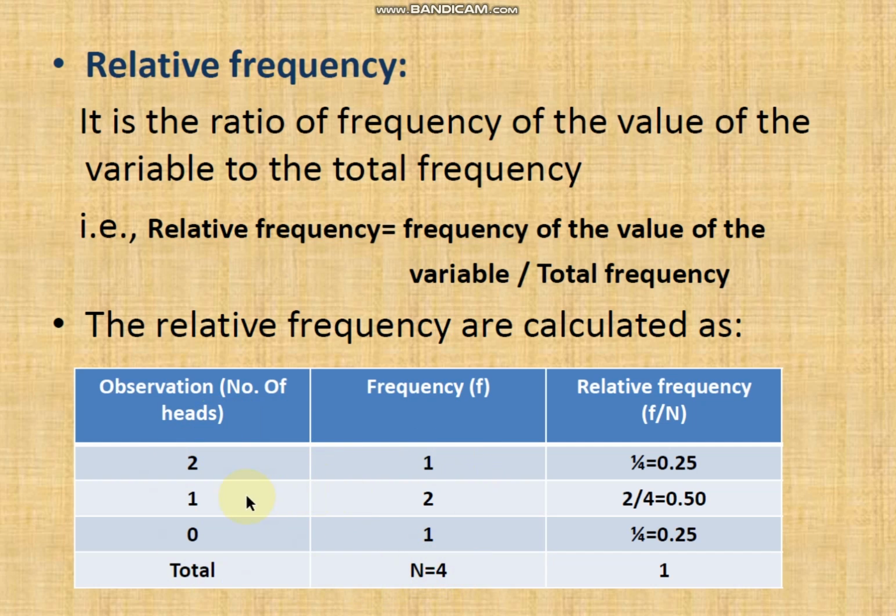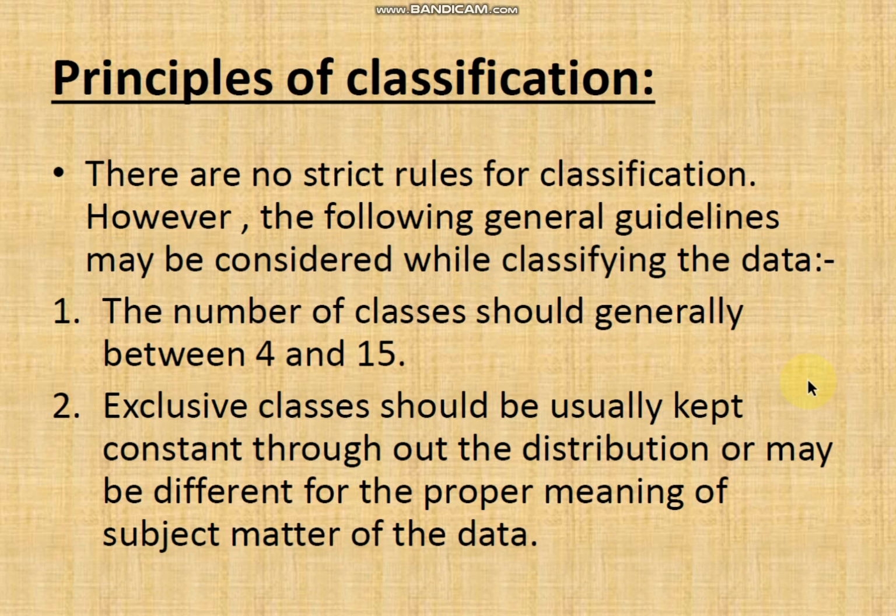For example, here given is the number of heads and the frequencies. This is the example of tossing 2 coins. So you may get either 2 heads, or 1 head, or no heads. So the frequencies are 1, 2 and 1. The total is 4. So you divide each of these frequencies by 4. 1 by 4 is 0.25. 2 by 4 is 0.50. 1 by 4 is 0.25. The total is 1. So this is your relative frequency.